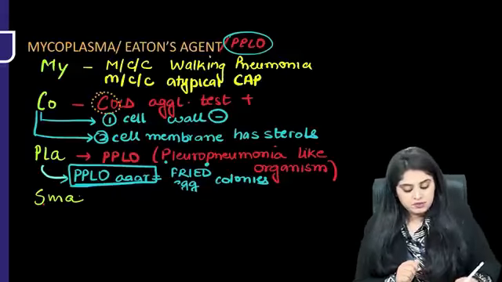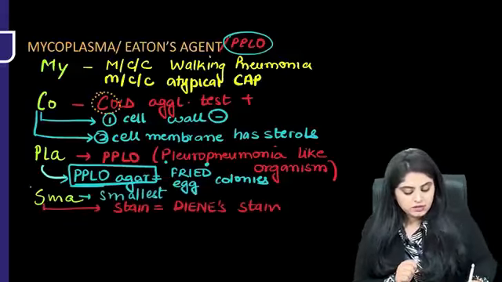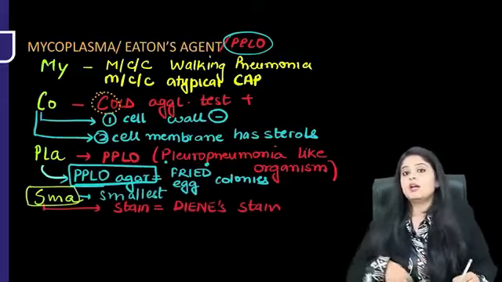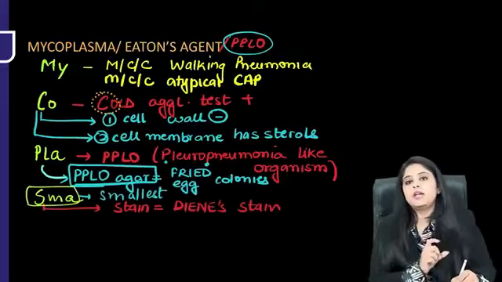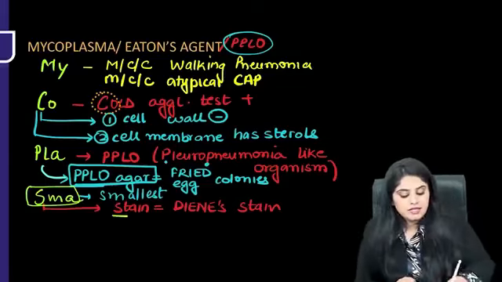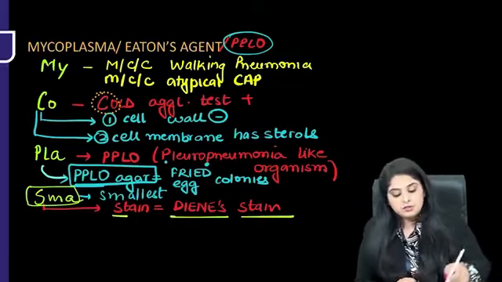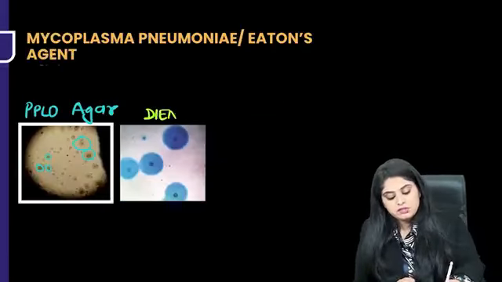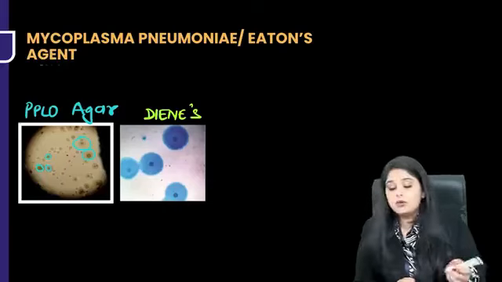Why? Because first of all, this organism is only small, mycoplasma. This organism is very tiny. Colonies are also very small. So, ma'am, how will I make those colonies prominent? I am going to add a stain called the Dienes stain. So can you see in the next picture, suddenly the colonies have become a little more visible.